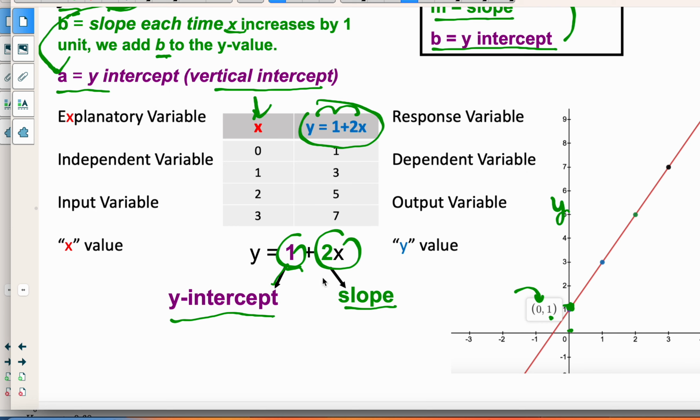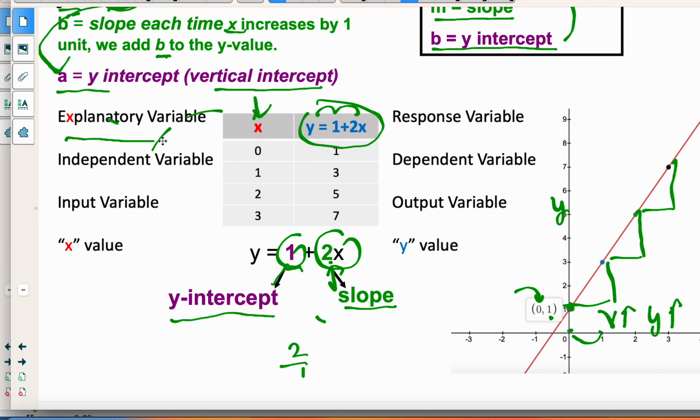The slope is positive. It's 2 over 1. It's positive 2. As x increases, y is also increasing. It's a positive slope. It's increasing. In fact, every time x increases by 1, y increases by 2. So x increases by 1, y goes up 2. X increases by 1, y increases by 2. That's my slope.